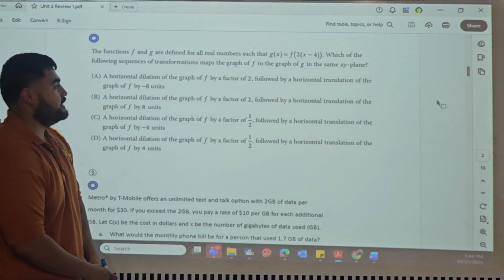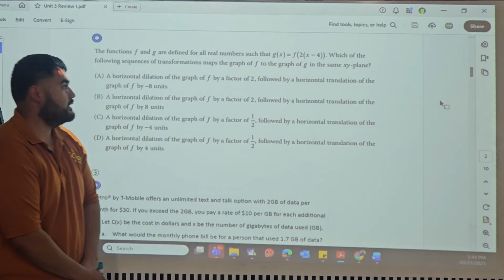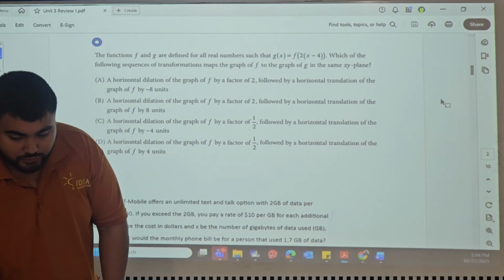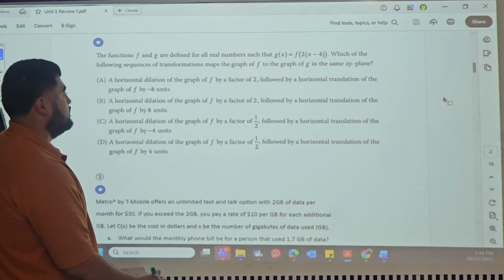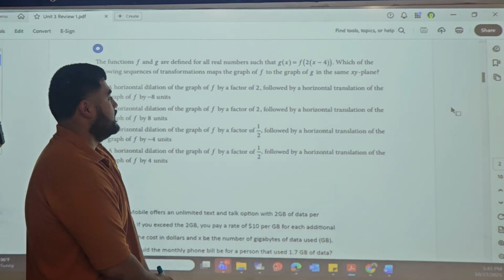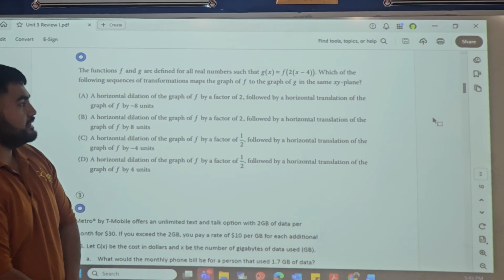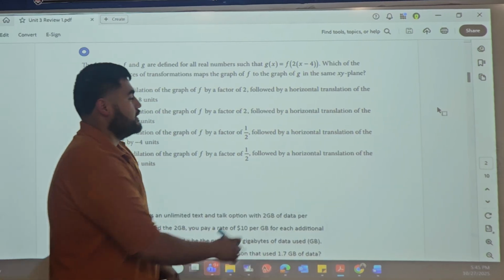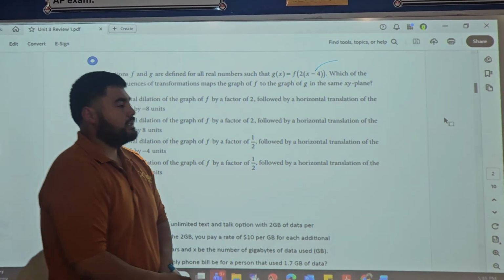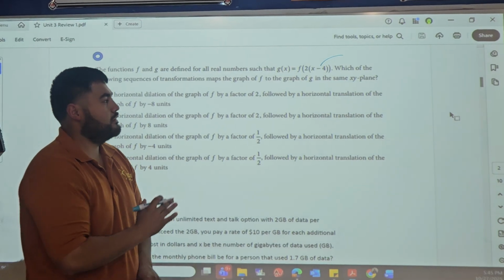Okay, so we're gonna continue on with the transformations, right? In this case, both of our transformations are inside parentheses. So which one do I start off with? Remember, anything inside parentheses is the opposite. So this minus 4, this one's an easy one. You might think you're going left 4 units, you're actually gonna go to the right 4 units.